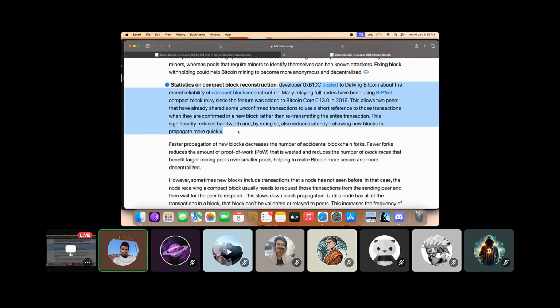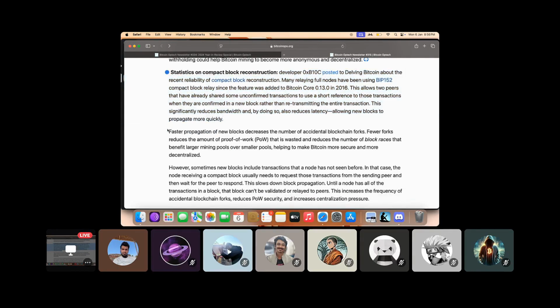This significantly reduces bandwidth and by doing so also reduces latency, allowing new blocks to propagate more quickly. Faster propagation of new blocks decreases the number of accidental blockchain forks. Fewer forks reduces the amount of proof of work that is wasted and reduces the number of block races that benefit larger mining pools over small pools, helping to make Bitcoin more secure and more decentralized. So, what is the added advantage of having compact blocks?